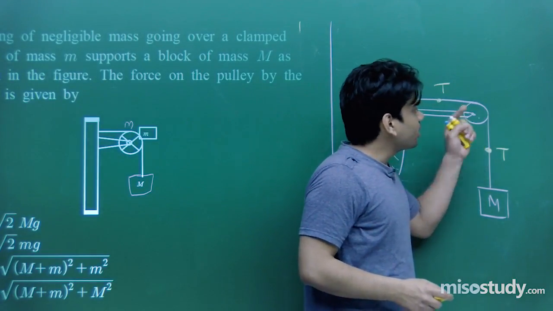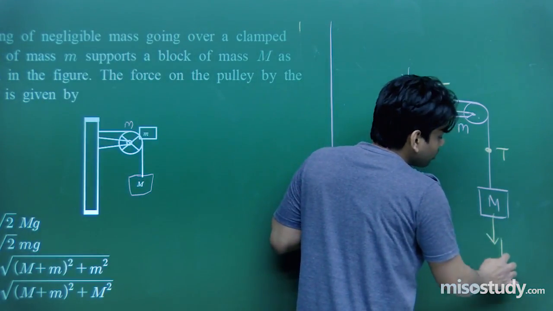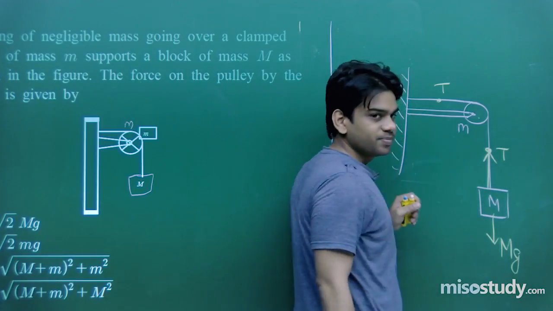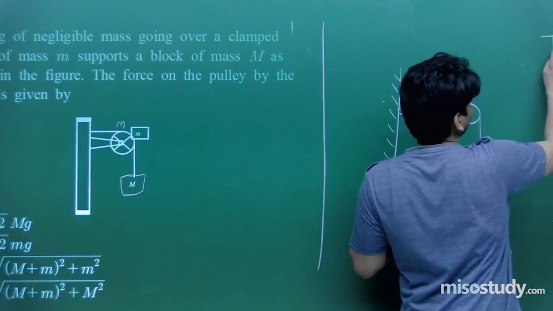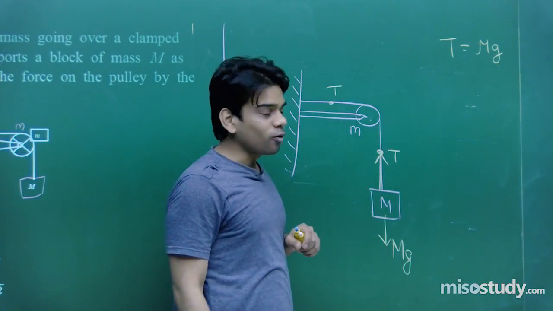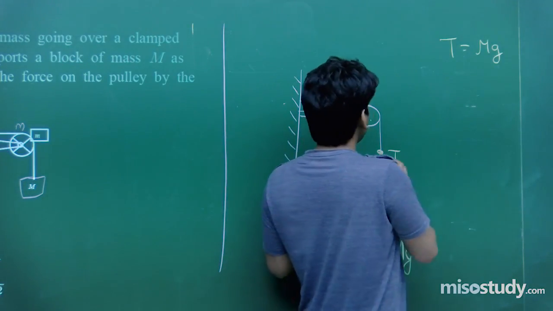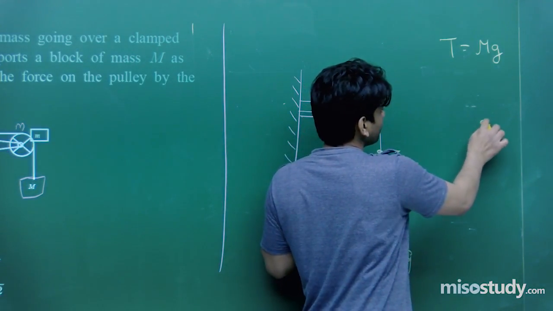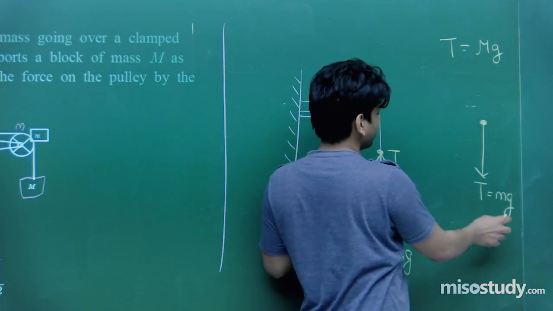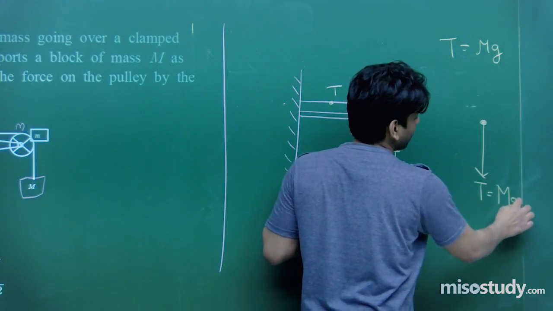Capital M, small m, two masses are given. The weight acting in the downward direction is Mg. The tension acting is T. So we can write tension T is equal to Mg. On the pulley, see what forces are acting. If I make the free body diagram of the pulley, one force acting is tension T equal to capital Mg along this direction. I need not mention small mg, that should be capital Mg.